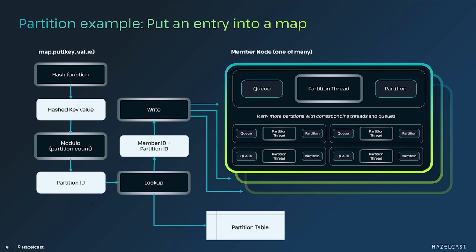Here's how data gets assigned to partitions. If we are putting an entry to a map, we start by hashing the key of the map entry. This gives us a numeric result. We then mod that result by the partition count, and this gives us our partition ID. We'll look up the partition ID in the partition table, which is distributed to all cluster members and clients. That lookup tells us which member currently hosts the primary copy of that partition. We can then send the entry to the operation queue of the target member and partition, where the partition thread will pick it up and add it to the map.